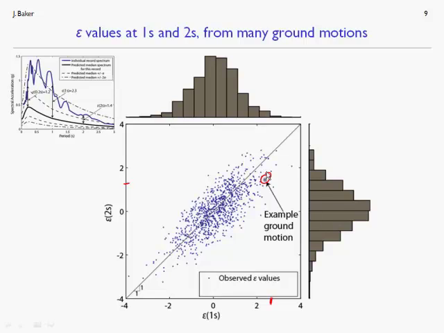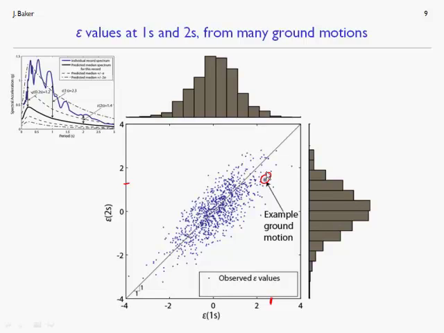I've also got plotted here histograms off the x-axis and the y-axis showing just individually how often we observe different epsilon values. And these are well modeled by normal distributions having a mean of 0 and a standard deviation of 1. The mean of 0 and standard deviation of 1 comes from the normalization that we did earlier. So on average, we're not under-predicting or over-predicting the observed spectral accelerations.